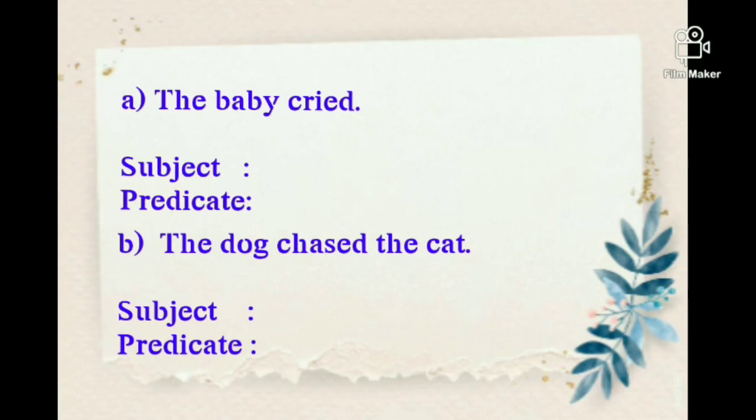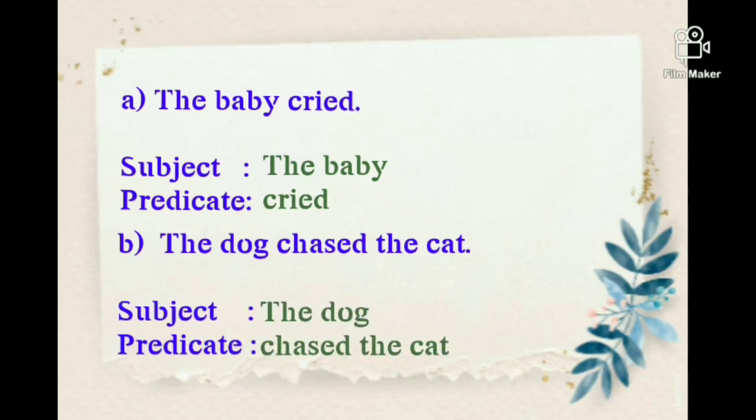Let us see a few more examples to learn it. The baby cried. The dog chased the cat. Dear children, can you find the subject part and the predicate part of these sentences? If you need time, you can pause the video, and once your answer is ready, you can play the video. In the first sentence, which is the subject here? Very good. The baby is the subject and cried is the predicate. In the next sentence, the subject is the dog and the predicate part is chased the cat. Give a good clap for yourself.